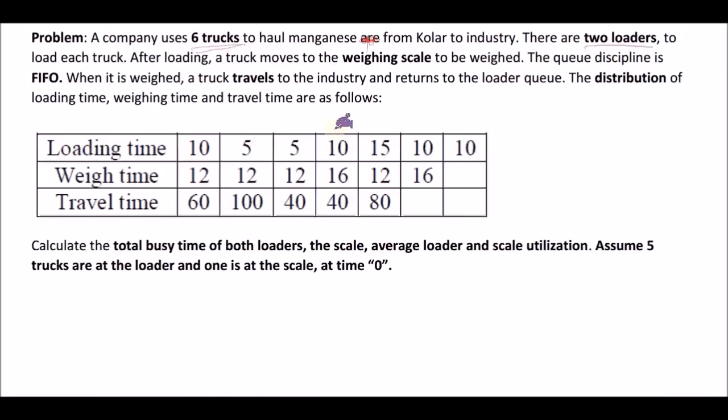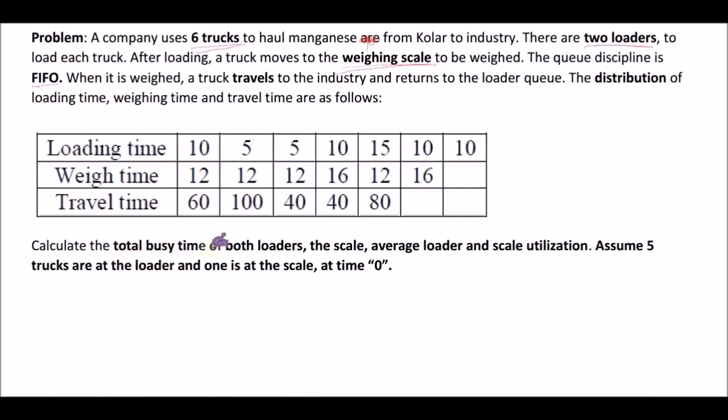So we know all of this. So they say there are 6 dump trucks. So let's see what's important. So there are 6 trucks. There are 2 loaders. There is 1 weighing scale because they have not mentioned how many weighing scales are there. So there's 1 weighing scale. Then they say the queue, that is FIFO. So that is as per norm. Then when it is weighed, a truck travels to the industry and returns to the loader queue. So there is some travel time involved. And they've given the distribution of the loading time, weighing time, and the traveling time.